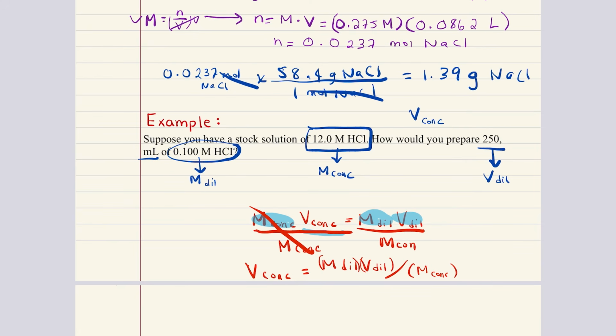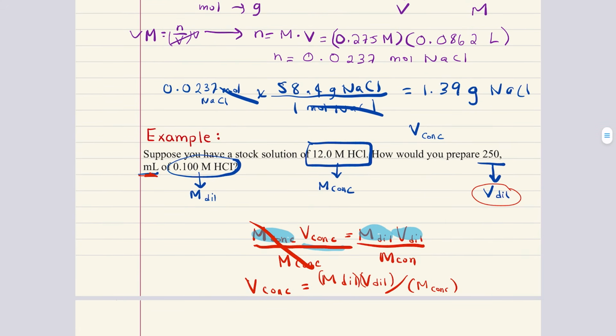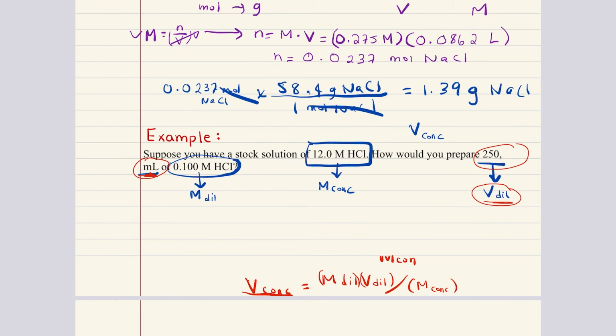Now, here's a cool thing. We have our volume of diluted in milliliters. Traditionally, when we talk about molarity, we say it's moles of solute over liters of solution. But here's a fun fact: we don't have to convert this to liters. All we have to remember is that if we keep V diluted in milliliters, that means our answer, volume of concentrated, is going to be in units of milliliters. So just remember that. Okay, so now we're just going to plug things into this equation.